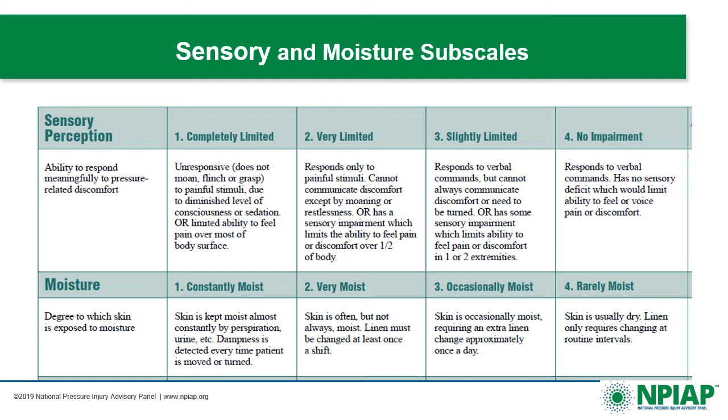Looking at the one on moisture, I think the gradation is a little more obvious. Is the patient's skin totally wet all the time of urine or diarrhea? Every time you go in to see the patient, they are wet. You've got to change them almost every time you come in to see them, all the way up to the patient's rarely moist. So this is a patient with routine linen changes.